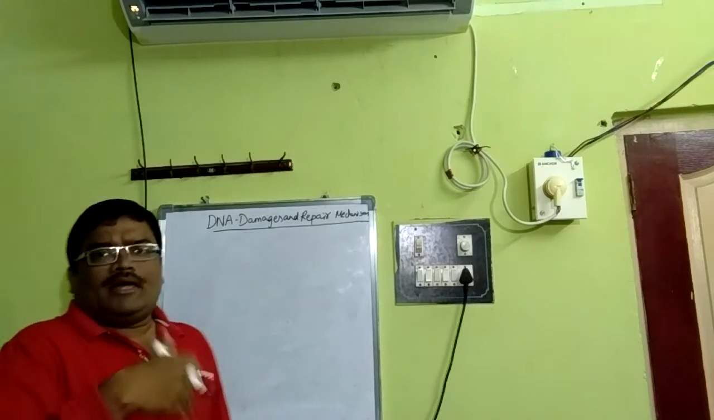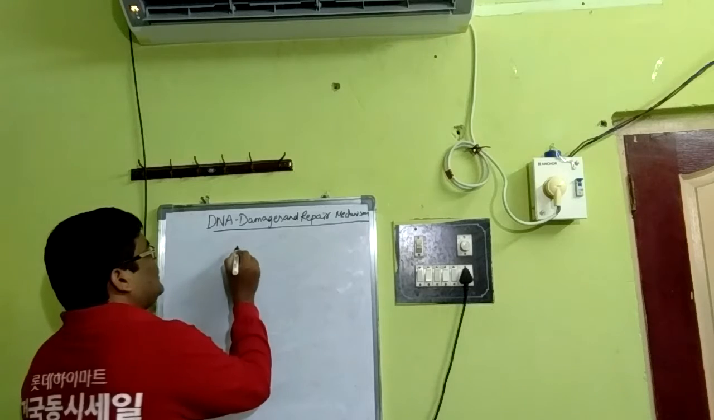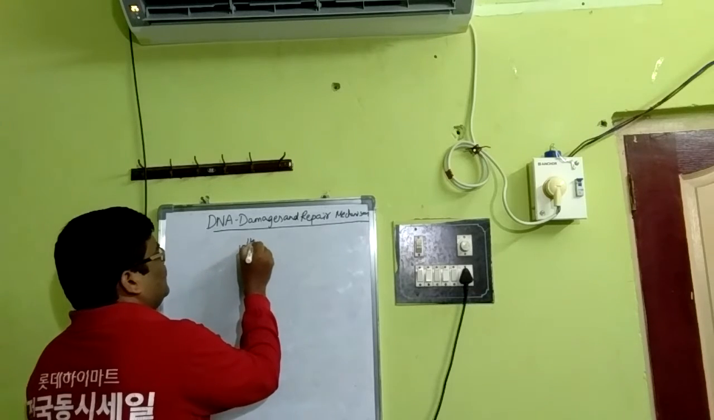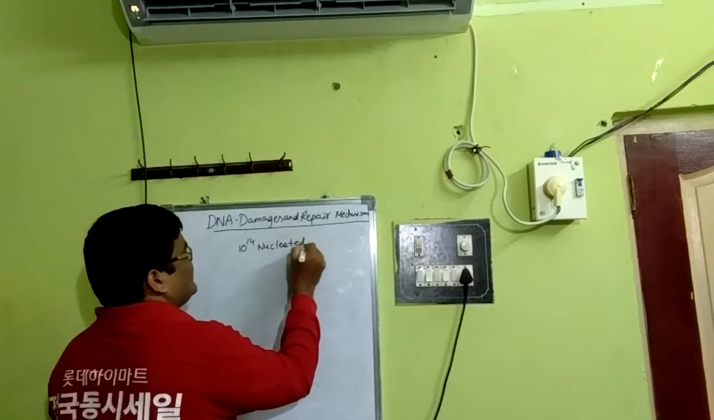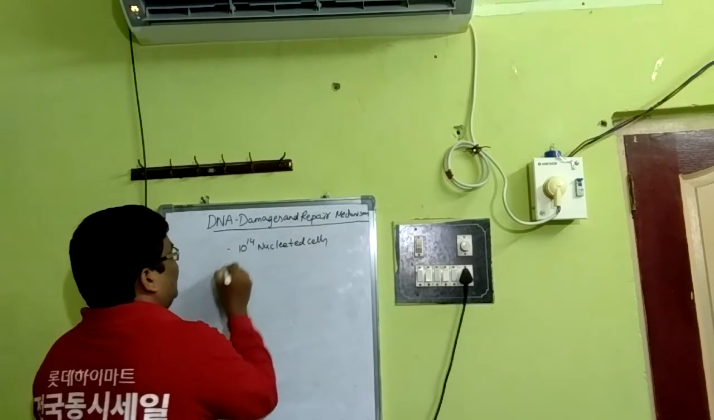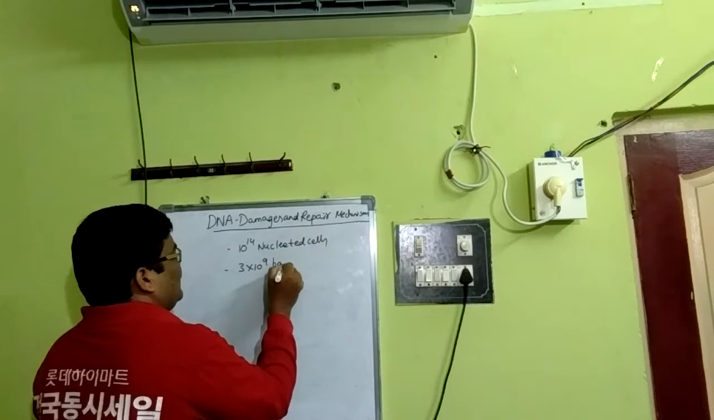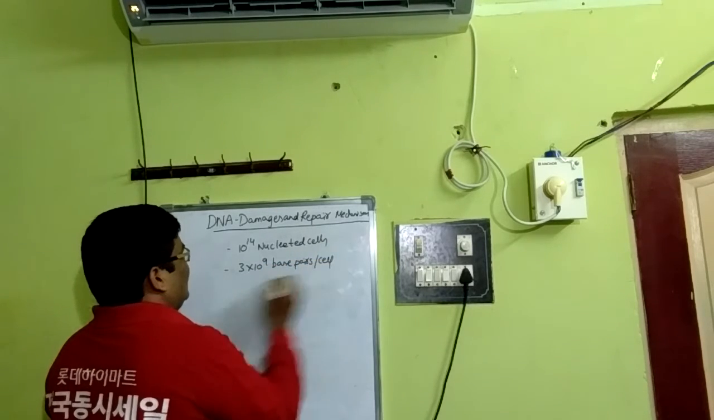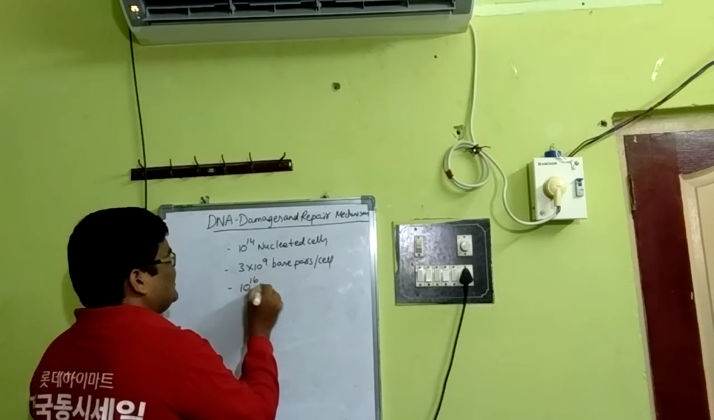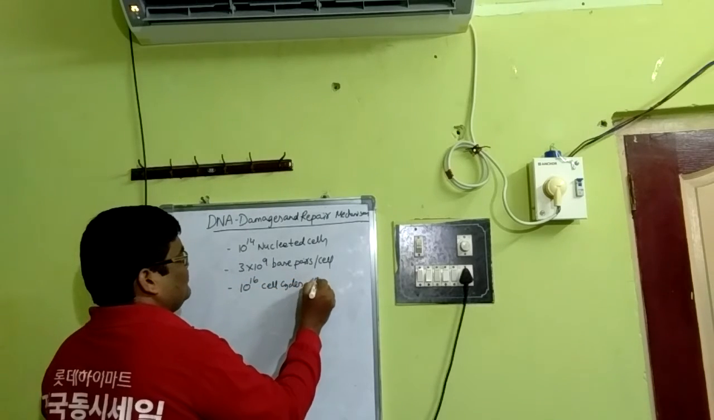Before we go into the exact topic, we have to discuss some key issues. There are 10 to the power of 14 nucleated cells on average in a human being, and there are 3 into 10 to the power of 9 base pairs per cell. And there are 10 to the power of 16 cell cycles in a lifetime.